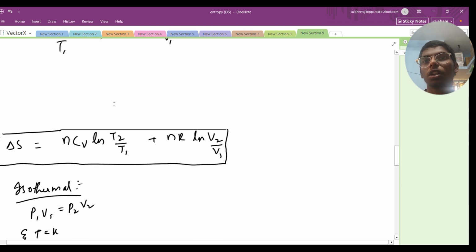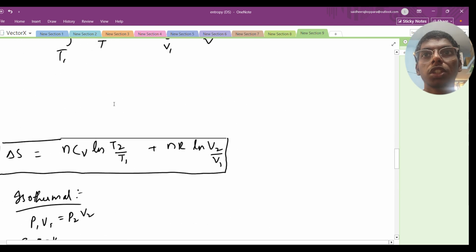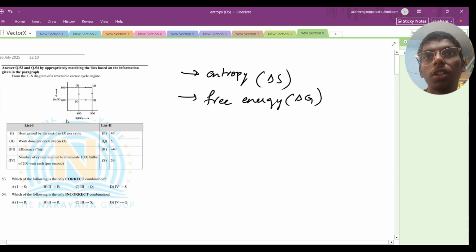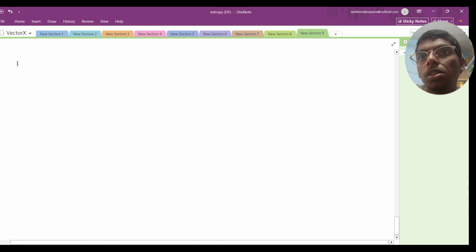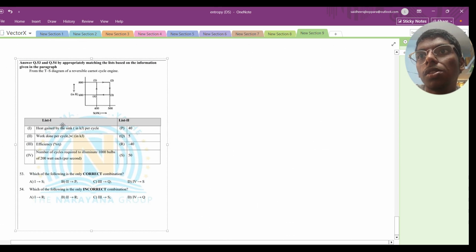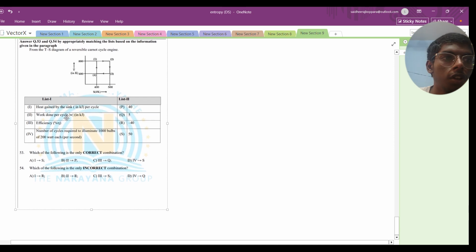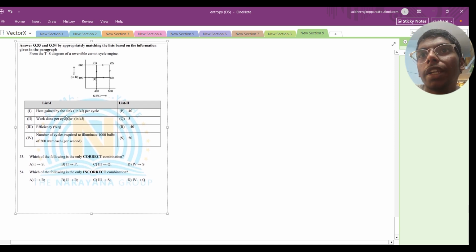Now, let me just take our question. Yeah, so in this question, they just told us to calculate the heat gained by the sink. That means the heat absorber is basically your sink. Okay, work done per cycle, efficiency.